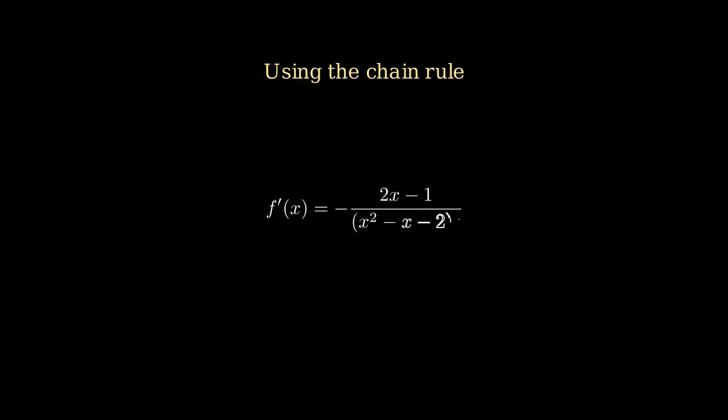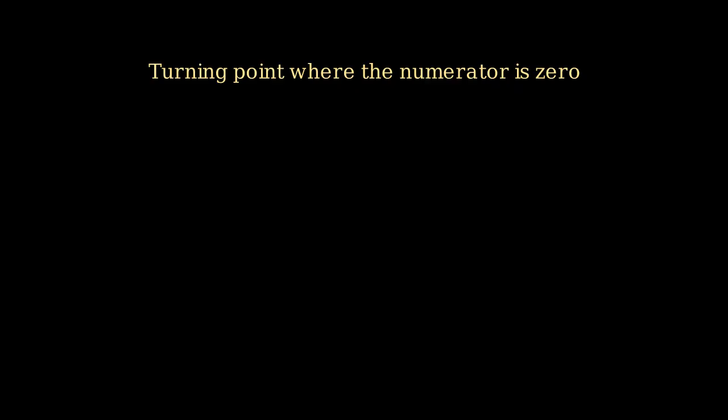Next, we look for turning points by differentiating f of x. Using the chain rule, the derivative of f of x equals negative the quantity 2x minus 1 divided by the quantity x squared minus x minus 2 squared. A turning point occurs where this derivative equals 0, which happens when the numerator is 0.